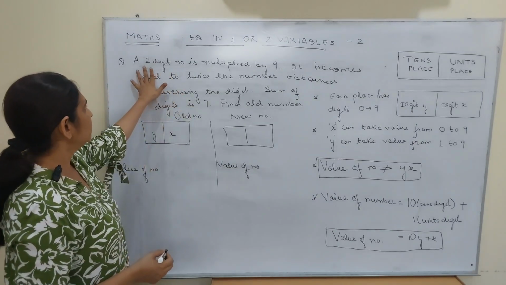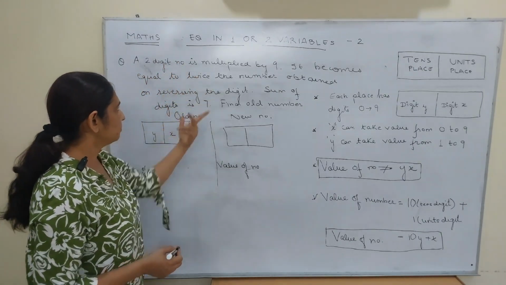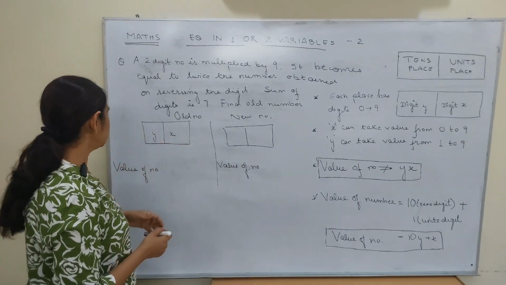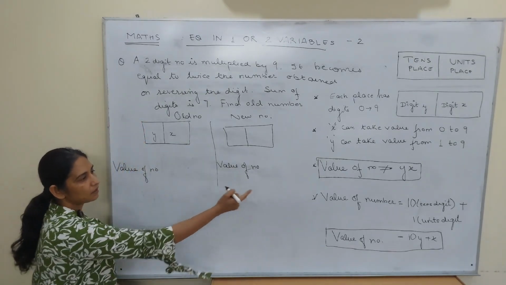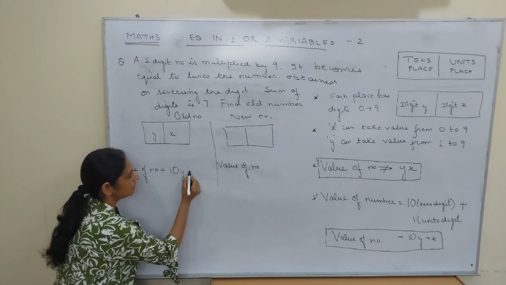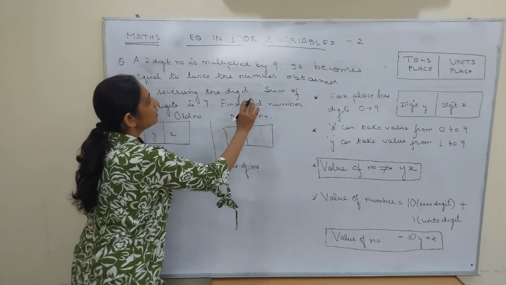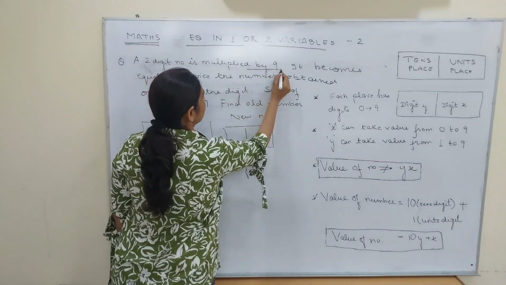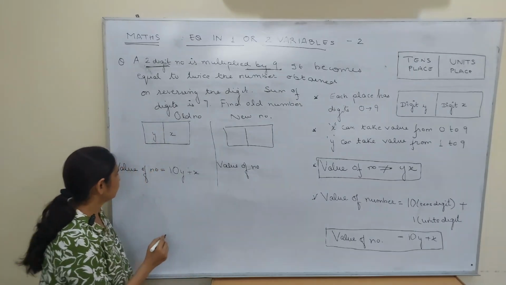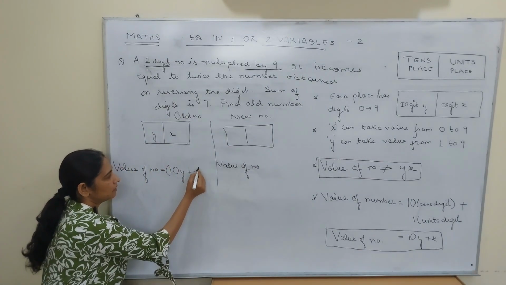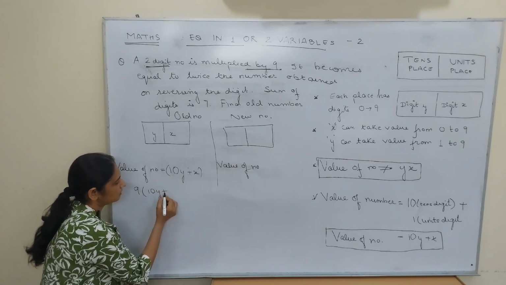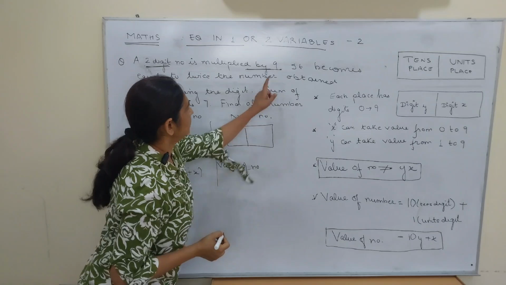Now let's read it. 2-digit number, we don't know the 2 digits, so let's assume them as x and y. Now if we know x and y, we also know the value of the number. Like before, the value of the number will be 10y plus x. It is multiplied by 9. We have used 2-digit. Now it is multiplied by 9. So let's multiply this number by 9. So we get 9 times (10y plus x). Okay, we multiplied by 9.